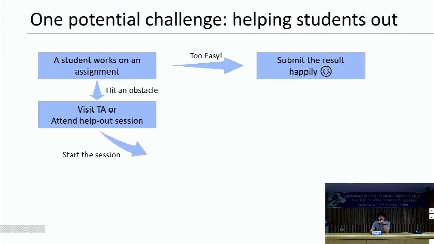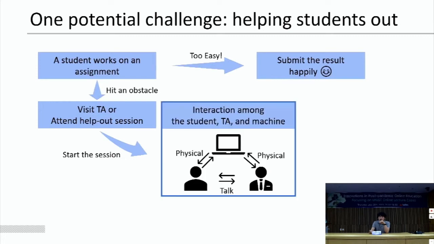So what typically happens offline in a help-out session is that there are three parties. There are students, and there is the instructor or TA, and there should be a physical machine because those assignments are typically programming ones. So we have to interact with the computer physically together, and at the same time we want to talk about the problems and the potential solutions.